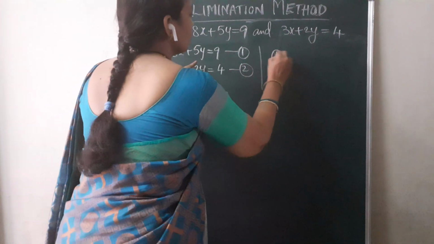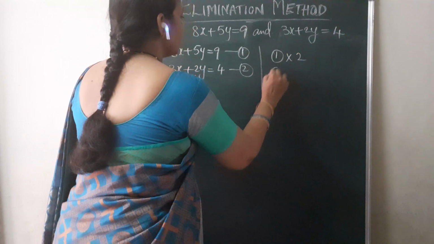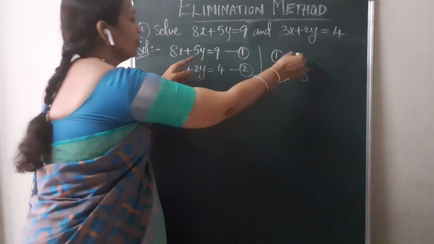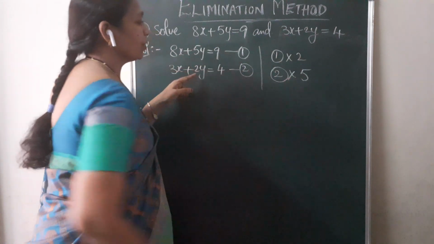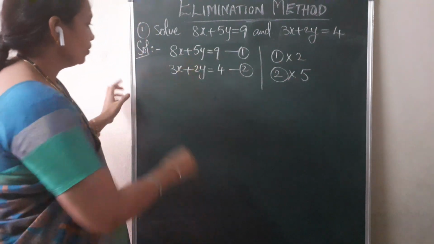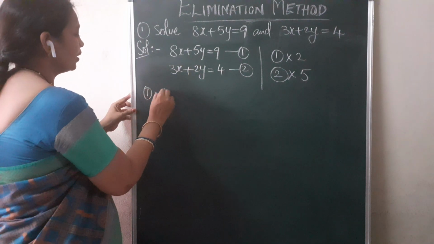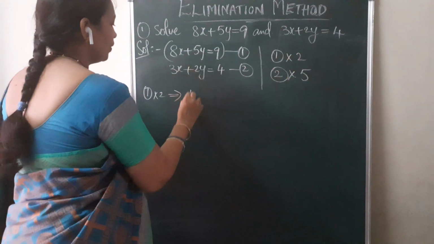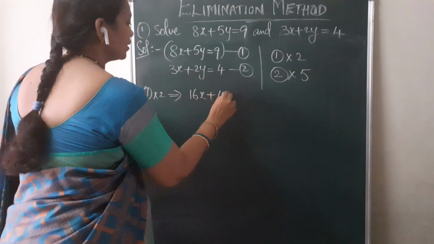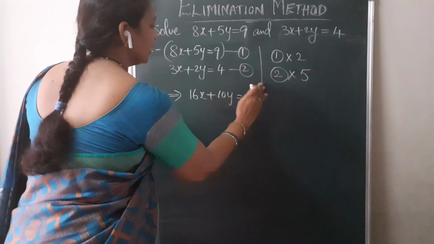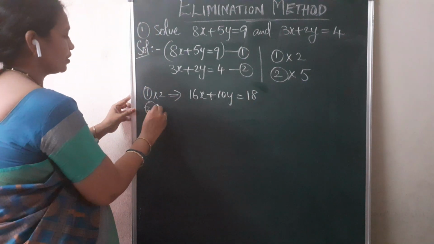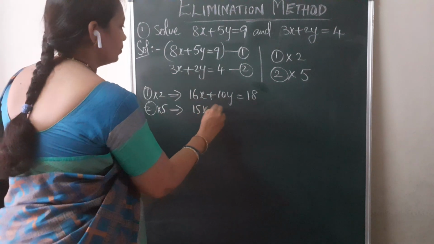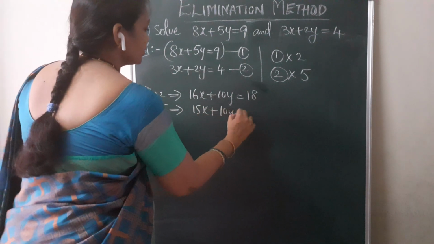So multiply equation 1 with 2 and equation 2 with 5, so that the y values become 10: 2 fives are 10, 5 twos are 10. Equation 1 into 2 becomes 2 eights are 16x plus 5 twos are 10y is equal to 9 twos are 18. Next, equation 2 into 5 gives 5 threes are 15x plus 5 twos are 10y is equal to 5 fours are 20.